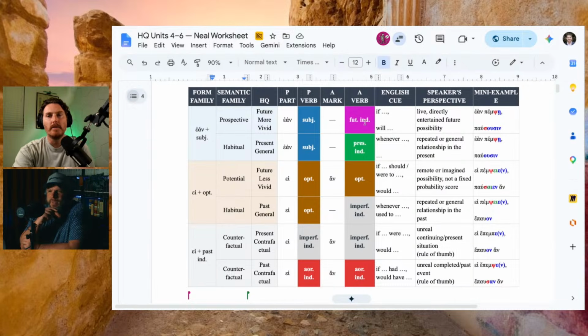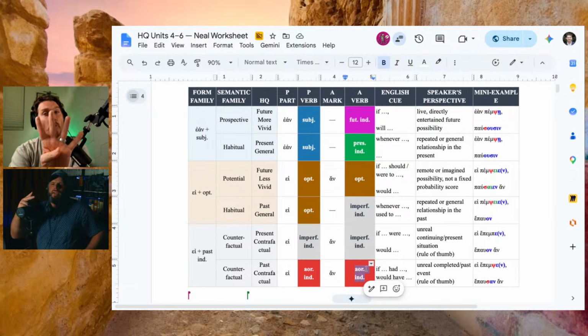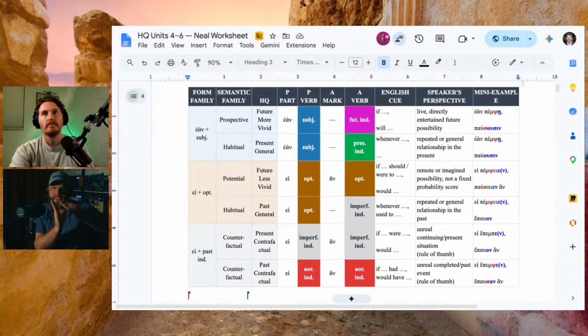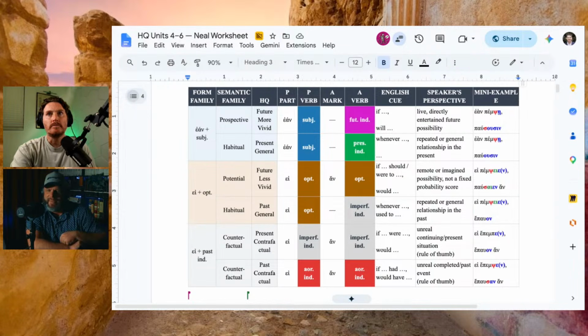Yeah. So the aspects are the future indicative, the present indicative, the imperfect, and the aorist. Those are the four. There's four aspects. Let me rephrase that. There's a big difference between, for example, future more vivid and past contrafactual. But once you squeeze, future more vivid and present general, sometimes you can't even tell the difference.